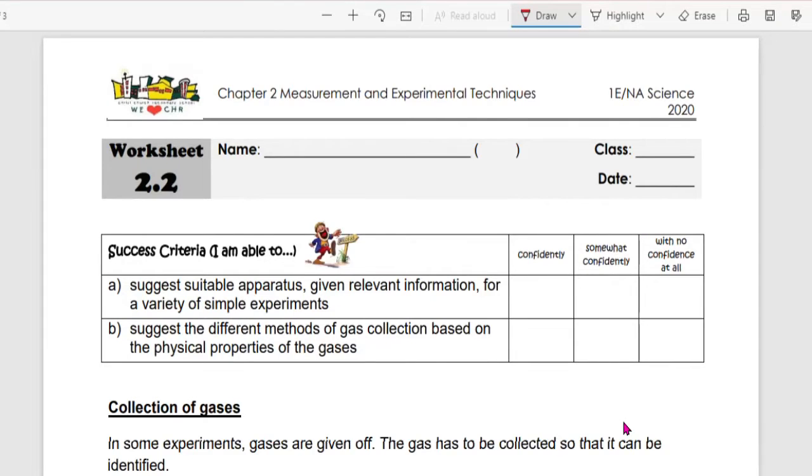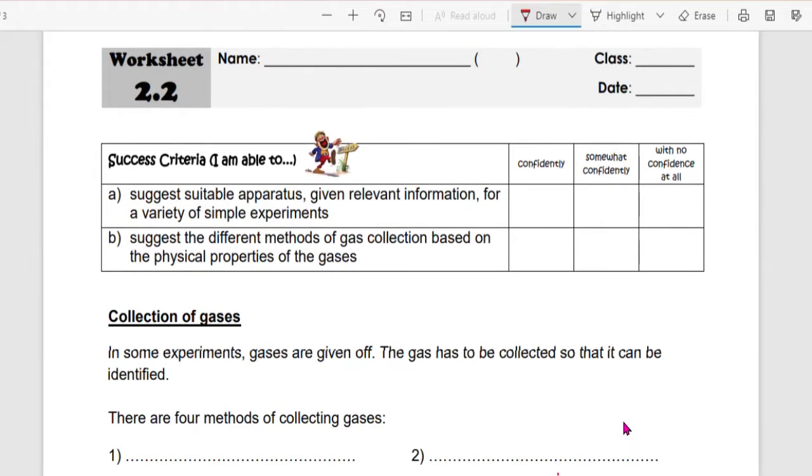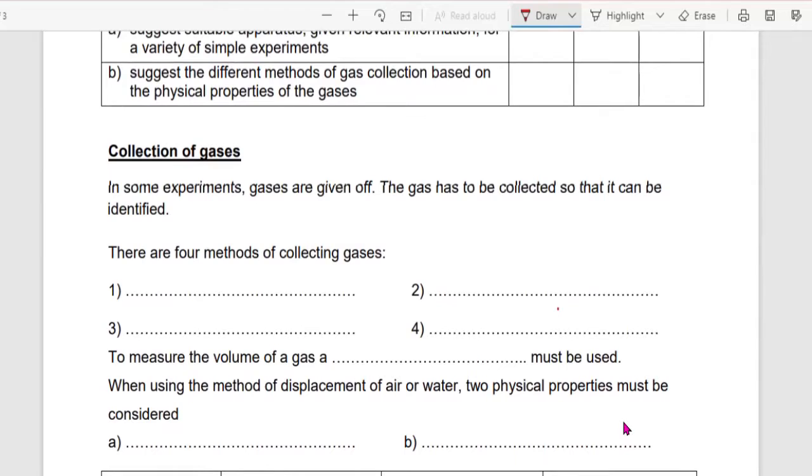Okay, come now, let's go through worksheet 2.2. So we are going to look at the collection of gas methods. So in experiments, gases are given off. They need to be collected to be identified. So what are the four methods of gas collection?